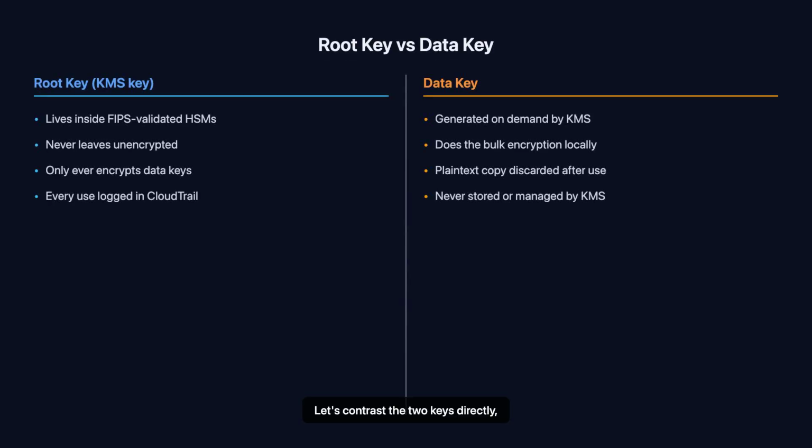Let's contrast the two keys directly, because keeping them straight is the whole game. On the left, the root key. It lives inside the FIPS validated hardware modules, never leaves them unencrypted, and it only ever encrypts data keys. Every single use of it shows up in CloudTrail, because you can't touch it without calling the API. On the right, the data key. KMS generates it on demand. It does the bulk encryption locally on your data, and the plaintext copy gets discarded the moment it's done. KMS never stores it and never manages it.